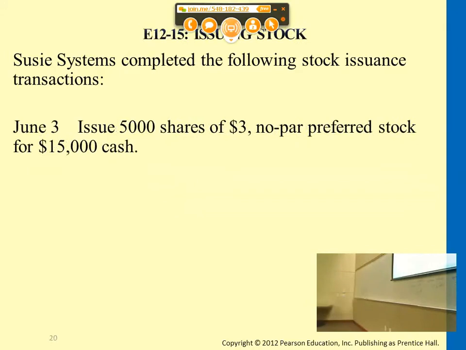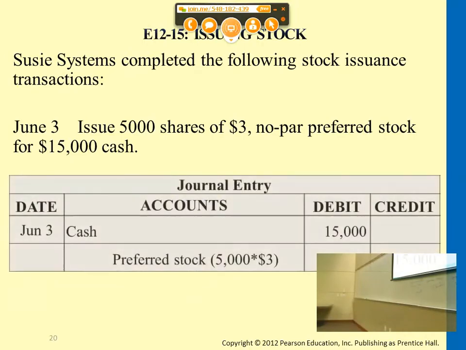Okay, now for the second transaction, how many accounts do we have here? We want to journalize it. Okay, what do we debit here? Cash, and we credit preferred stock, and is that all? That's all, right? Because this is a no par value stock, so there's no face value to compare against. We don't have a premium account here.